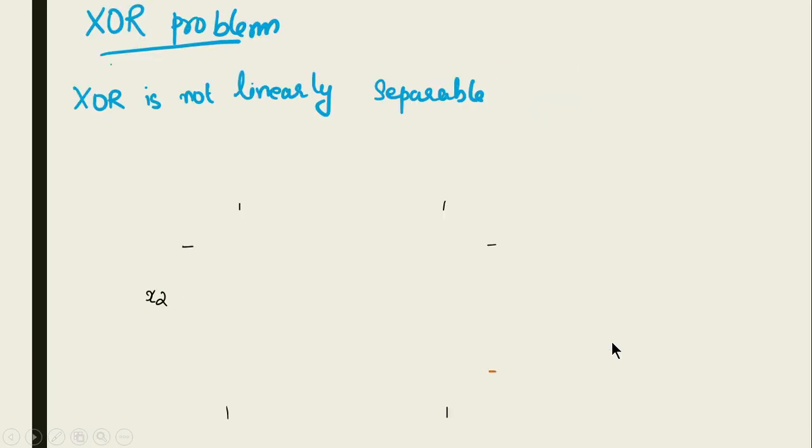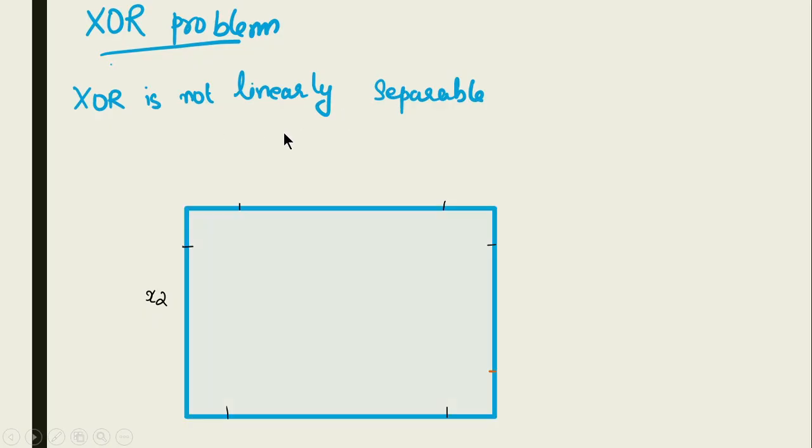Then the problem with the XOR solution is that XOR is not linearly separable, so we cannot use any linear model to implement or represent the XOR function. So suppose we have the inputs x1 and x2. On the x-axis we have x1 and on the y-axis we have x2.